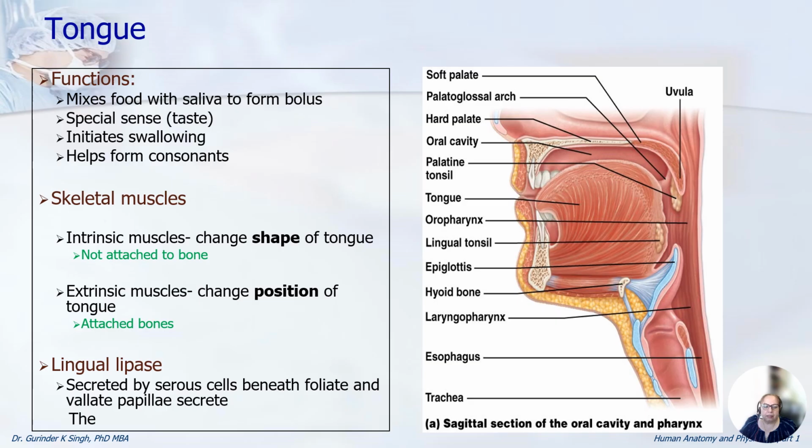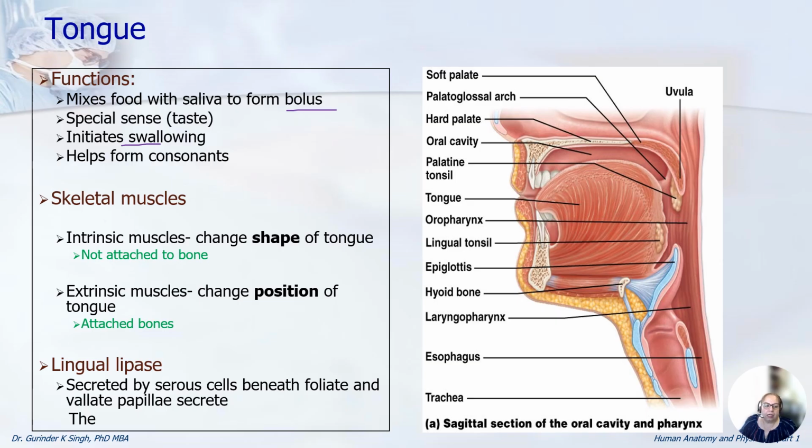The tongue is a muscular structure. It mixes the food with the saliva to form the bolus. The tongue also has a lot of special senses on it, which are the taste buds, and it also initiates swallowing and helps to make the consonants, which are the sounds we make.